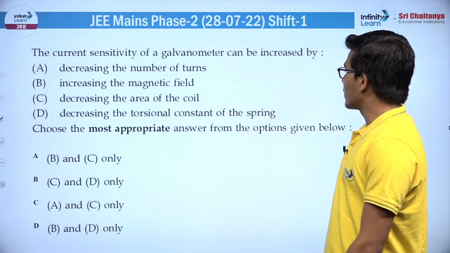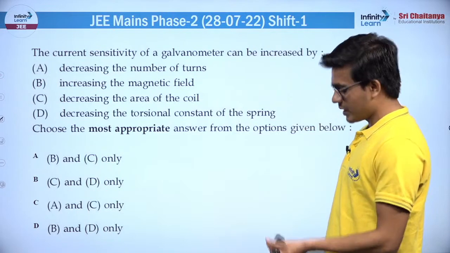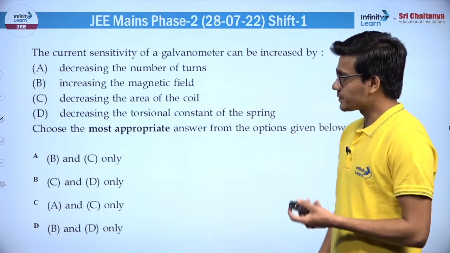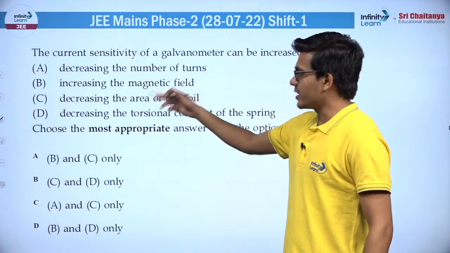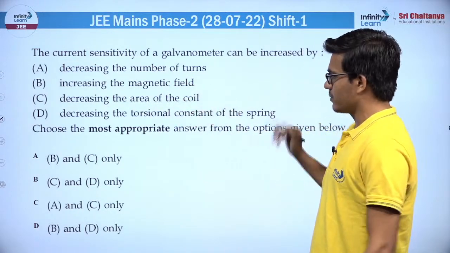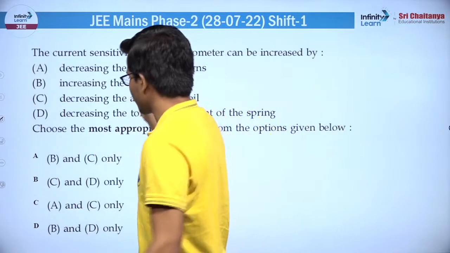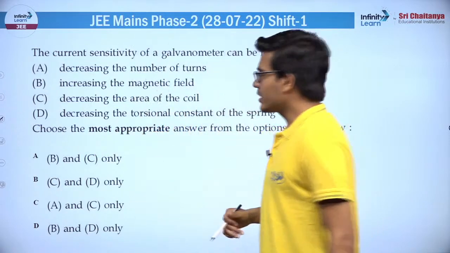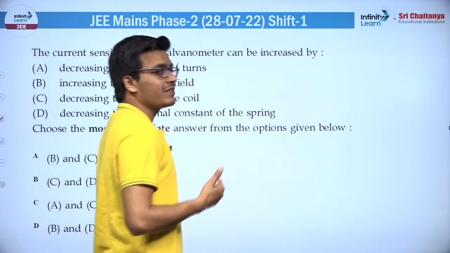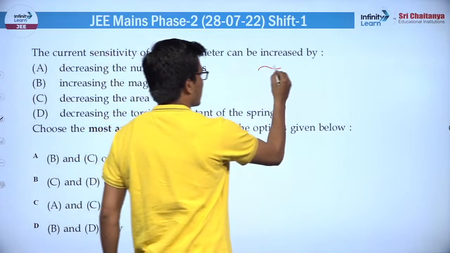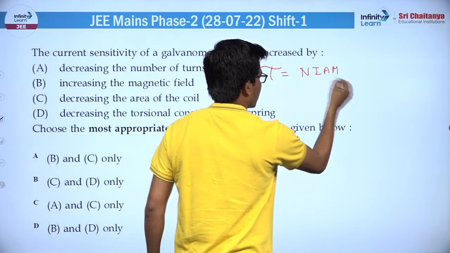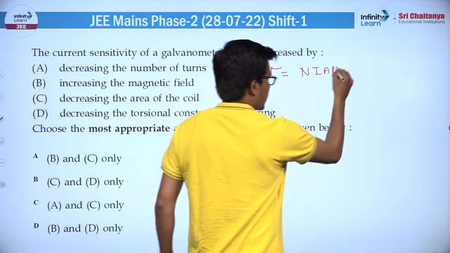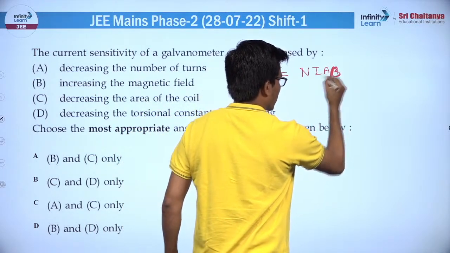Current sensitivity of a galvanometer can be increased by decreasing the number of turns, increasing the magnetic field, decreasing the area of the coil, and so on. So we have 4 options. We have to check which one is right. In a moving coil galvanometer, you have read that the torque is given by NIAB. Basically it comes from M cross B, right?